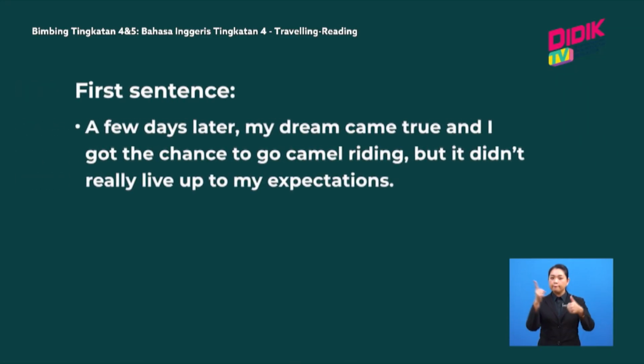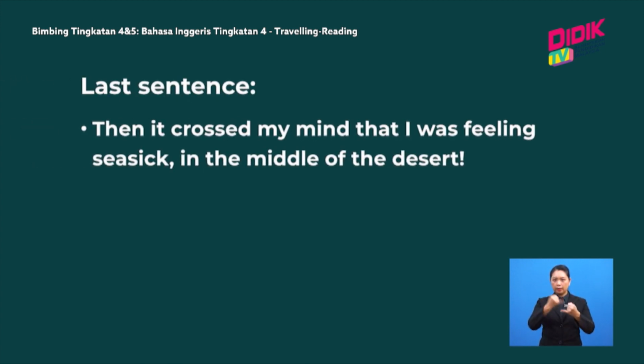First sentence. A few days later, my dream came true and I got the chance to go camel riding, but it didn't really live up to my expectations. And last sentence. Then it crossed my mind that I was feeling seasick in the middle of the desert. These 2 sentences tell us that the paragraph will probably about Amanda's disappointing experience when going on camel riding at Morocco. Let's confirm our prediction by quickly reading the whole paragraph.